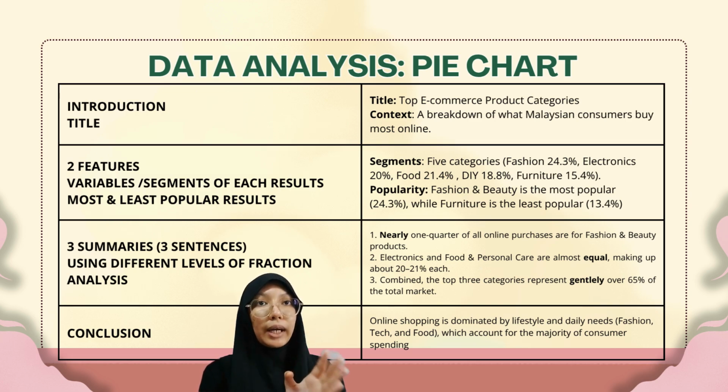Third, when we combine the top 3 categories, they make up more than 65% of total purchases, which is a large portion. In conclusion, online shopping is mainly focused on lifestyle and daily needs, such as fashion, technology, and food. These categories dominate the market because they are frequently used in daily life.